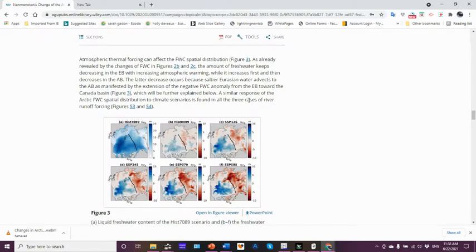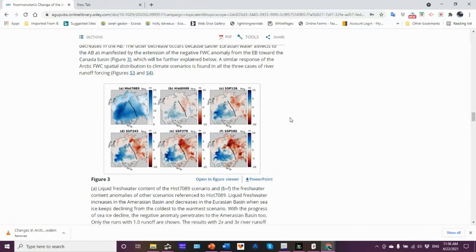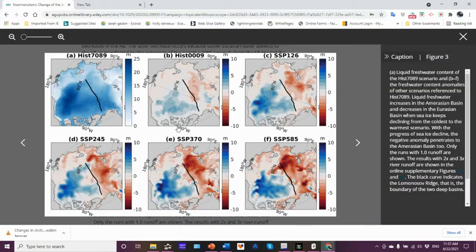Now they talk about how atmospheric thermal forcing can affect the freshwater content spatial distribution. That's this figure here. The amount of fresh water keeps decreasing in the Eurasian basin with increasing atmospheric warming, while it increases first and then decreases in the Amerasian basin. The latter decrease occurs because saltier Eurasian water advects to the Amerasian basin, as manifested by the extension of the negative freshwater content anomaly from the EB toward the Canada basin. Okay, which ties into that very last thing I just showed you in figure 2. So what is going on in figure 3? Well, let's take a look.